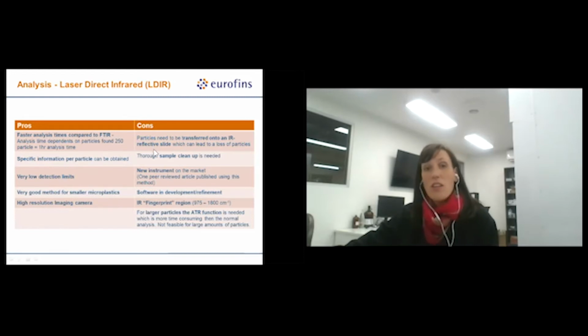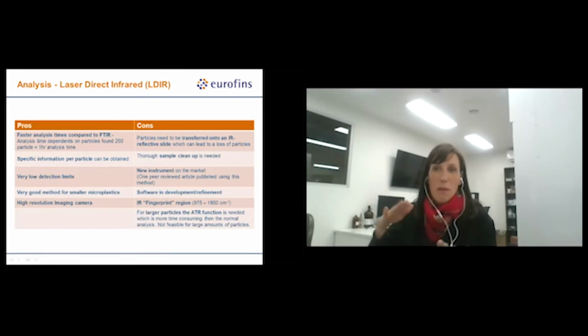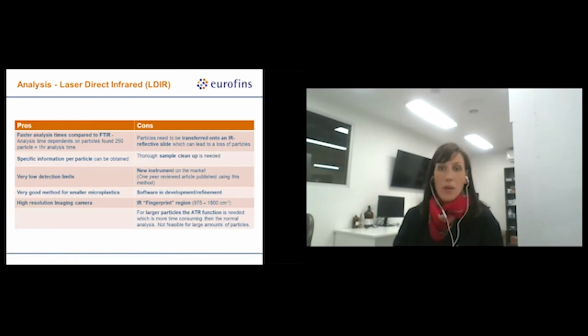On the con side, particles need to be transferred onto an IR reflective slide, which is a bit of a problem because in that process we do lose particles. We've quantified that with our quality standards, but it is a loss. There's also a thorough sample cleanup needed in order to reduce the amount of particles on the slide, but also microplastics that could be underneath, I don't know, sand particles or organic matter.